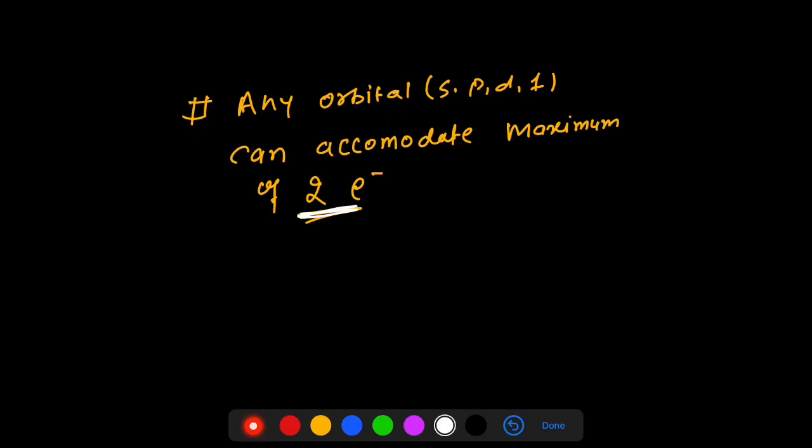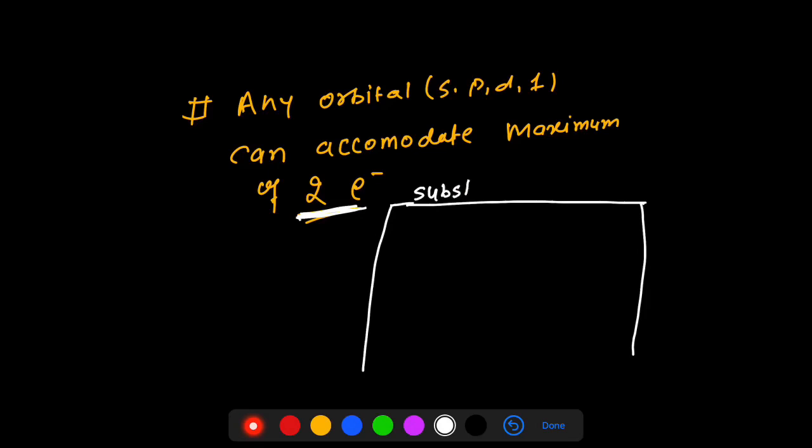There are questions asked on this many times, right? So any orbital, may it be S, P, D or F, it cannot accommodate more than 2 electrons. Let's keep that in mind, right? Whether it's an S orbital, P orbital, D orbital or F orbital, that is the maximum capacity of any orbital, so it's 2 electrons. Now, since different subshells have different numbers of orbitals, will that decide the maximum capacity of subshells? Let's see over here.